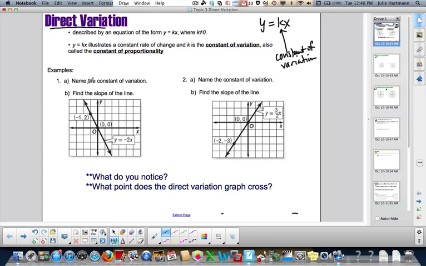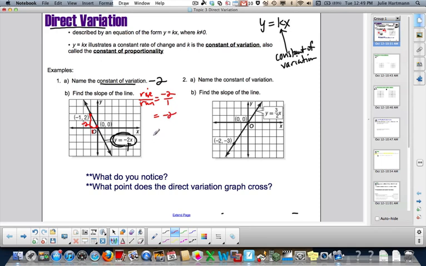Okay, so examples. Let's look at this graph right here. We know it's the equation y equals negative 2x. So what is the constant of variation? That is negative 2, right? That's k. It's the number in front of the x. Now find the slope of the line. If I look, from here to here, that's down 2, so negative 2 over 1. So if I do rise over run, that equals negative 2 over 1, which is negative 2.